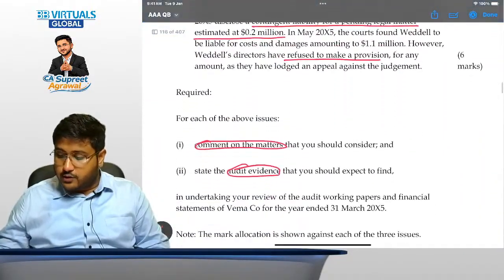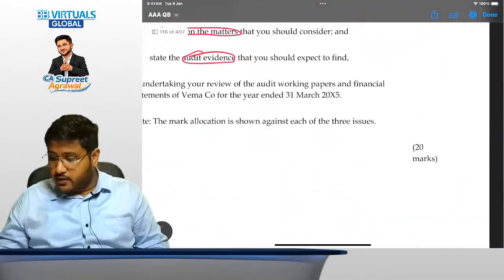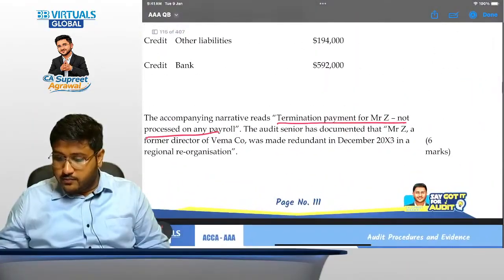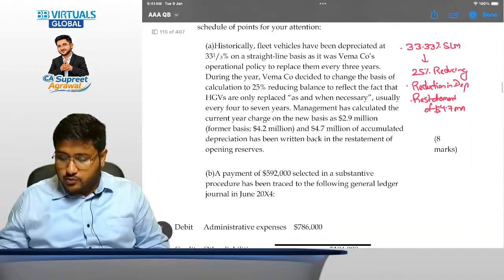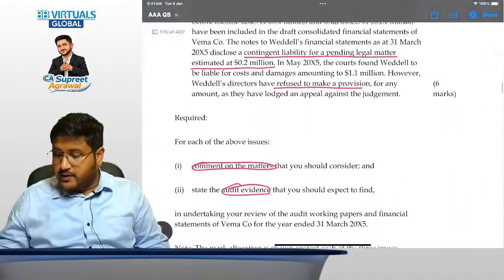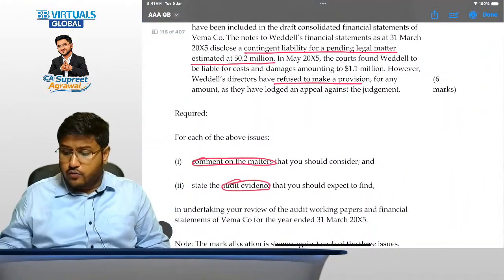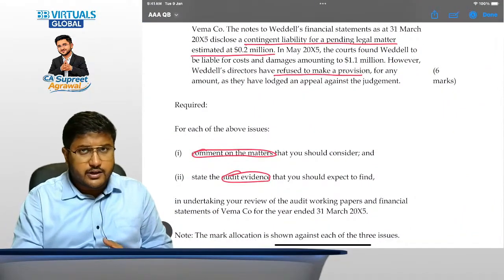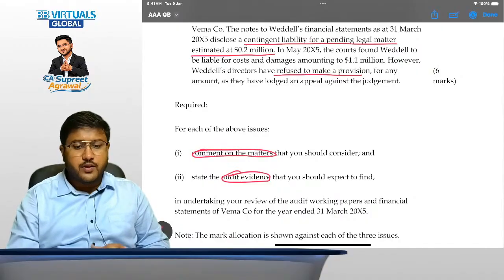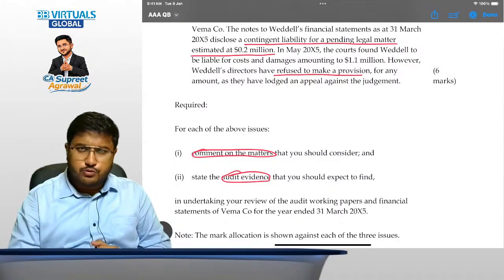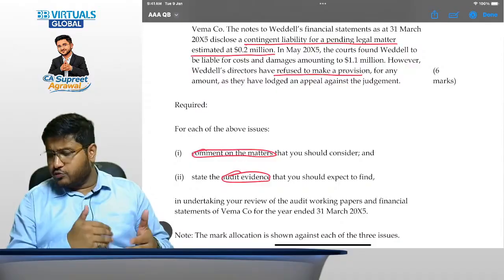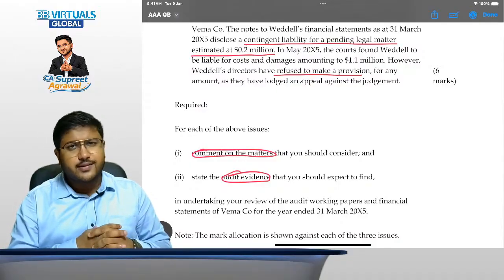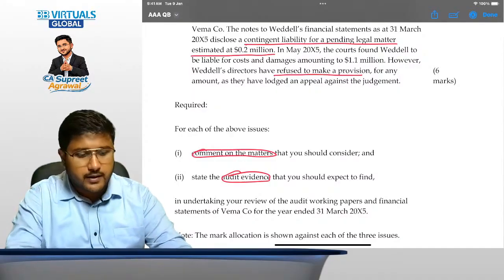Okay. So this is a total question of 20 marks, right? Okay. So please try to mention all the pointers. Along with that, please try to mention the audit evidence that you will be expected to find. Okay. So this is the question. Please take roughly 5 minutes to draft your answer, and then let me know once it is done. Yes.